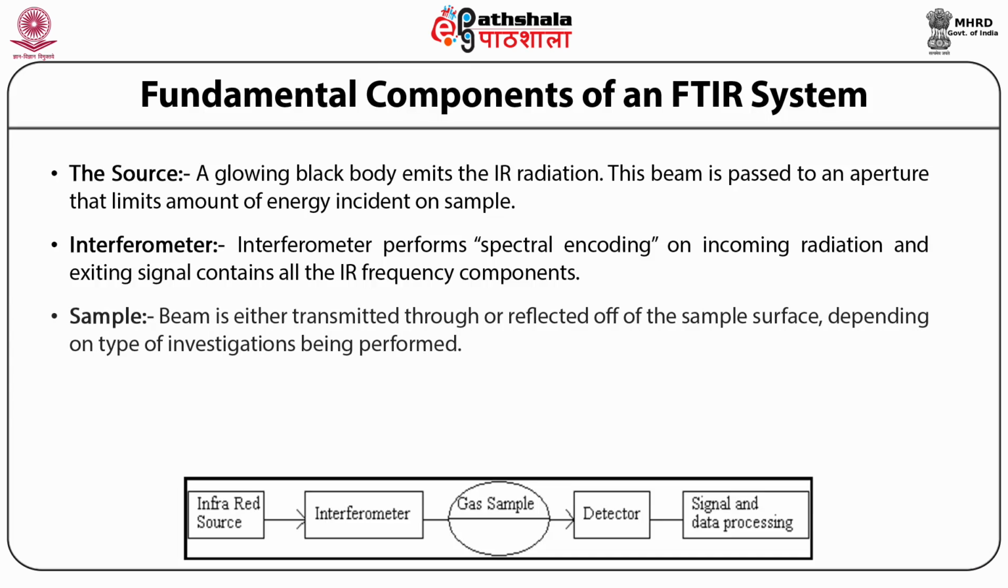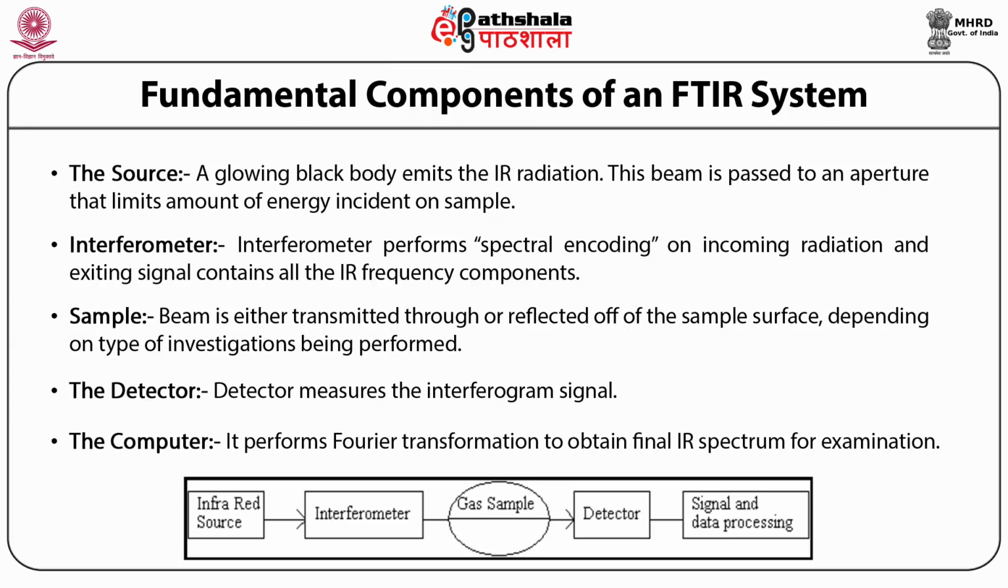Third is the sample. The beam is either transmitted through or reflected off the sample surface, depending on the type of investigation being performed. The sample absorbs energies at frequencies characteristic to it. The fourth component is the detector. The detector measures the interferogram signal. And the fifth component is the computer. It performs Fourier transformation to obtain the final IR spectrum for examination.